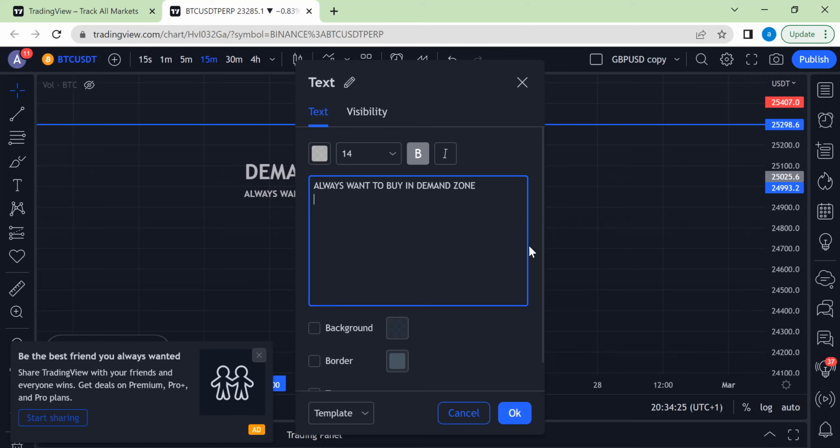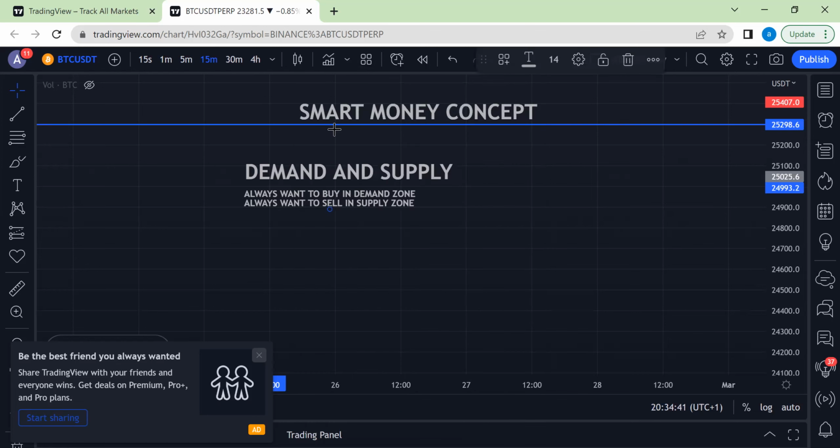So you always want to sell in a supply zone. That's it. Two golden rules here. You want to buy at demand, you want to sell at supply as well. Now, this is not all there is to it. There are other topics that are very, very essential.